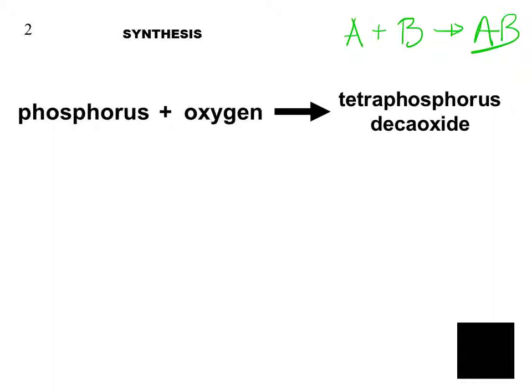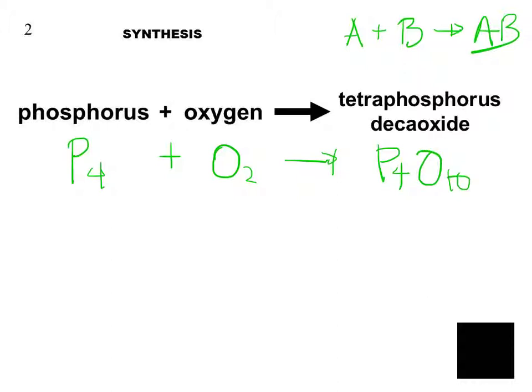Now phosphorus is P4, and oxygen is O2, and reacting those 2 yields tetraphosphorus decaoxide, P4O10. Now go ahead and pause it here and try balancing this reaction on your own, and when you're done, unpause it and see if your answer matches mine. You should end up with 1 P4, 5 O2, and 1 P4O10.